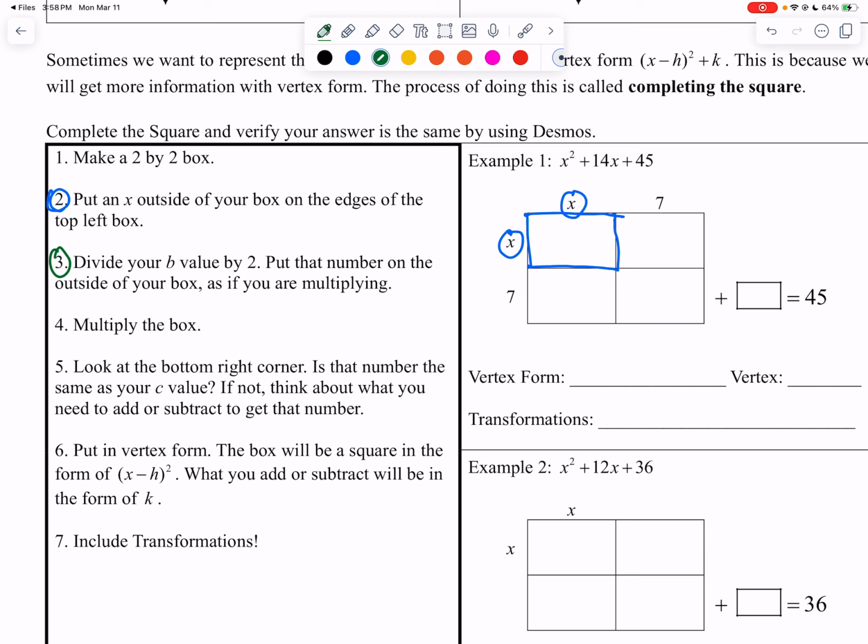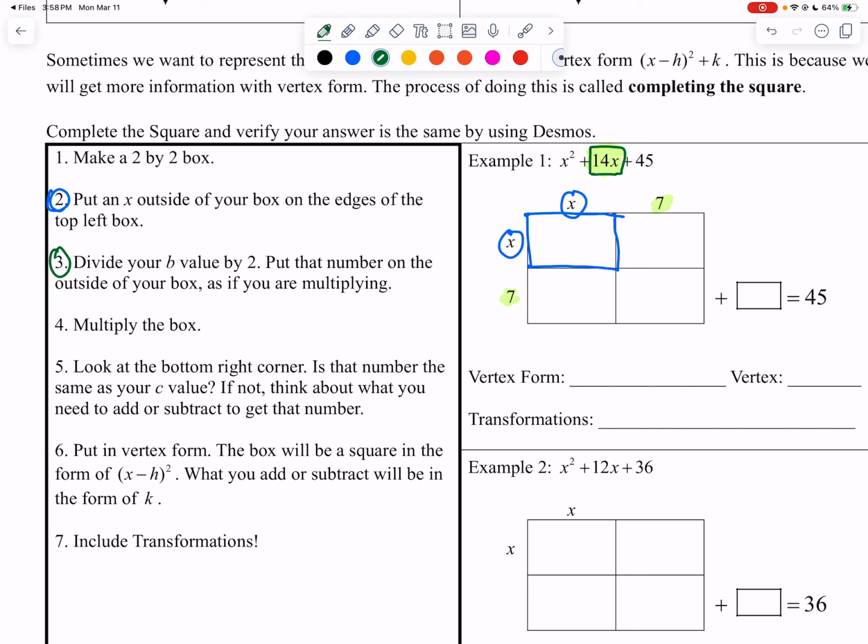Step 3 says divide my b value by 2. So what I'm going to do here is looking at this b value here in green. This is 14. And I'm going to divide that by 2 to get 7. I'm going to put that number on the outside of the box as if I'm multiplying. So that's why I have a 7 right here and a 7 right here.